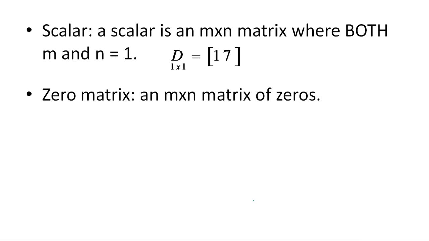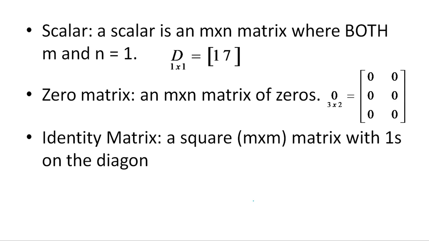So we have a zero matrix, an m by n matrix of zeros. It means all of the members of that matrix are zeros. There is no other number except zero. So that is a zero matrix.